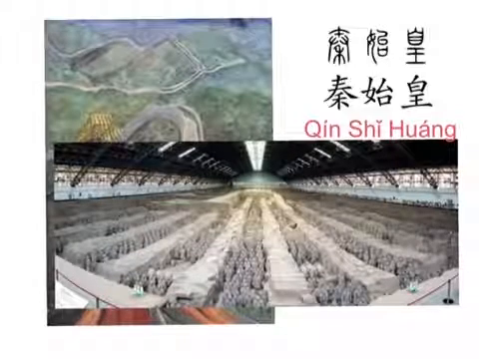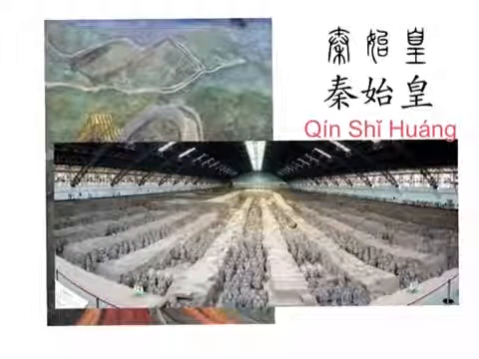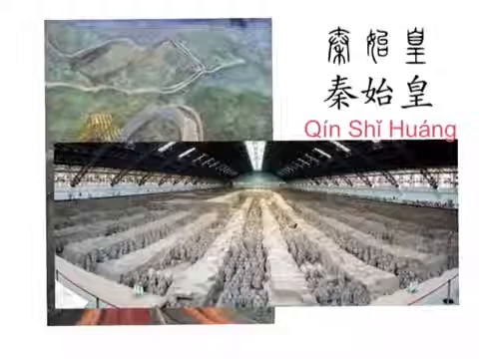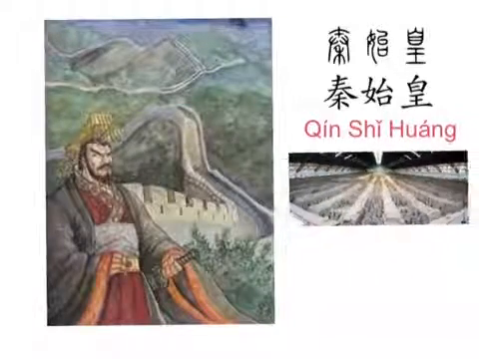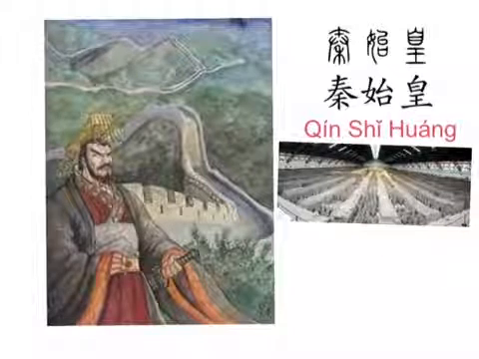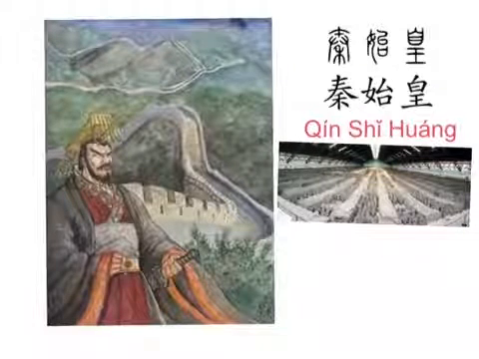He's also noted for having this massive tomb built for him, the Entombed Warriors, with over 6,000 terracotta warriors in battle formation to protect him on his way to the Chinese heaven.